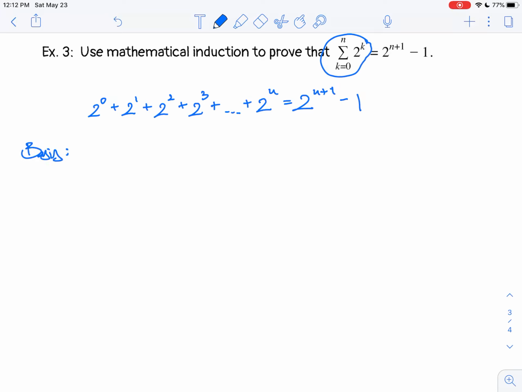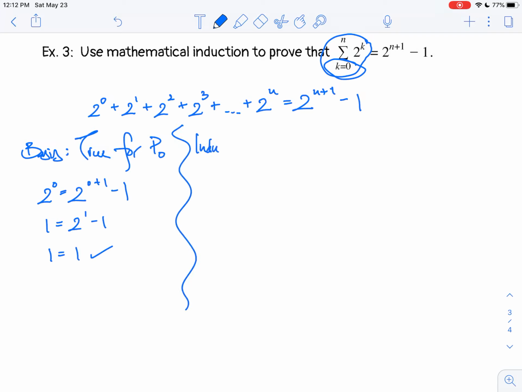Okay, so let's start with our basis step. We're going to show that this is true for... where do we start? We don't always start with 1. We have to start with whatever it tells us to start with. So we want to show that this is true for p sub 0. p sub 0 is going to be 2 to the 0 equals 2 to the 0 plus 1 minus 1. So 2 to the 0 is 1, and this will give me 2 to the 1 minus 1, or 1 equals 1, which is good. So we've shown that this is true for the basis step.